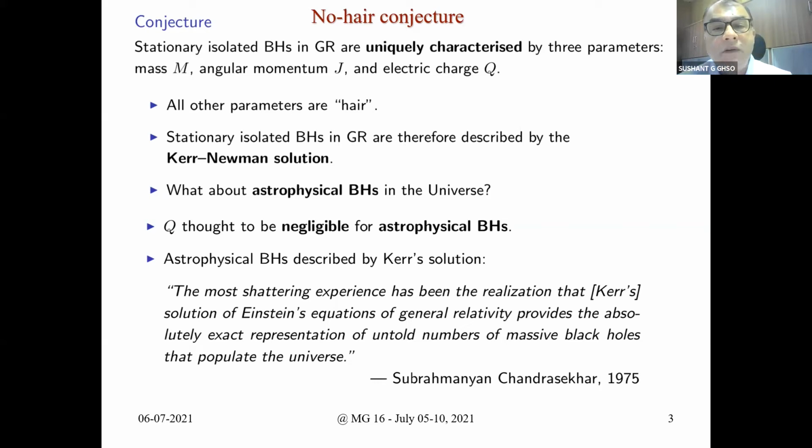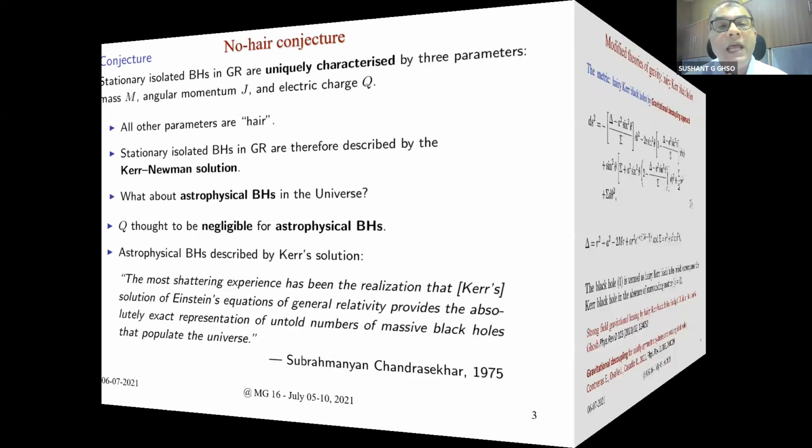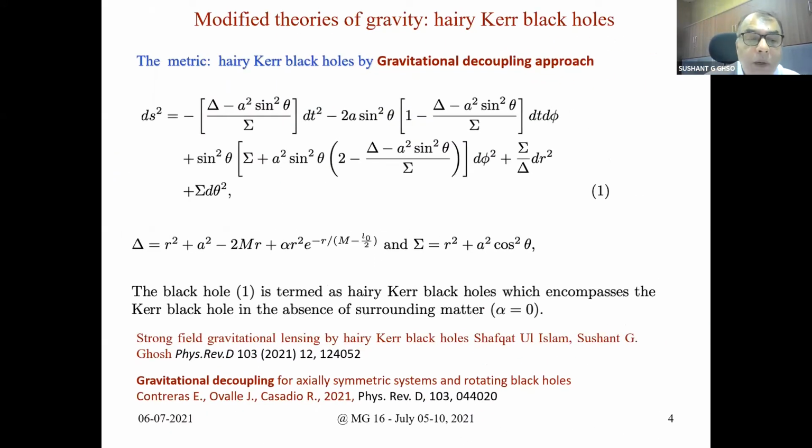Since for astrophysical black holes in the universe the charge is thought to be negligible, astrophysical black holes are described by the Kerr black hole. Now, hairy black holes are termed stationary black hole solutions with new global charges, which are not associated with Gauss law. So we are considering a metric proposed by Contreras, Ovalle and Casadio, which is based on a gravitational decoupling approach.